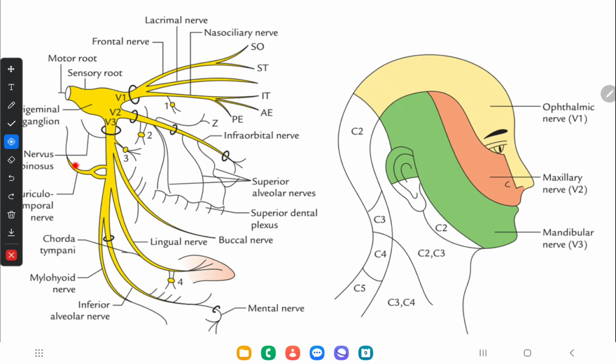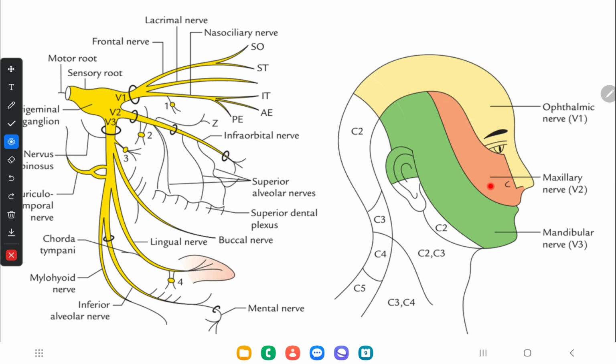Then auriculotemporal nerve. It supplies the auricle, external acoustic meatus, lateral aspect of the tympanic membrane and skin of the temple. Then lingual nerve is sensory to mucosa of the anterior two-thirds of the dorsum of the tongue. This is the lingual nerve. And then inferior alveolar nerve. Inferior alveolar nerve is sensory to lower teeth and gums. Then mental branch of the inferior alveolar nerve supplies the skin of the lower lip and chin.